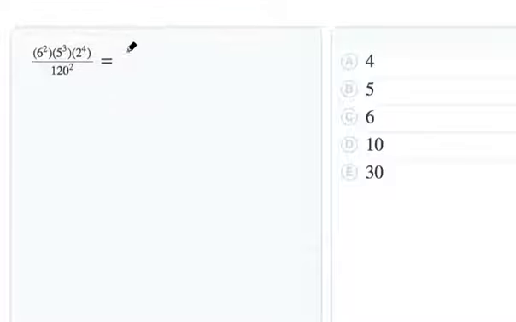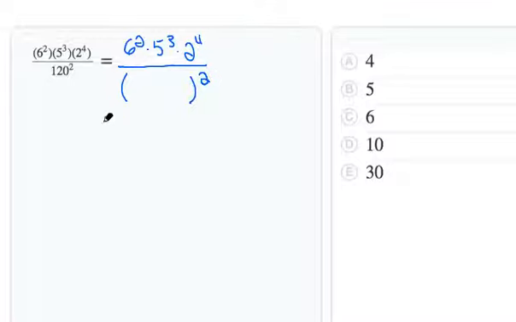So let's leave the top alone. The numerator alone, we'll have a 6 squared times 5 cubed times 2 to the 4th over, and let's think about how we can break apart 120 squared. Now ideally we're looking for bases that will match the ones on the top so we can start canceling things. So let's start with 6 and see if 120 we know is divisible by 6. It goes in 20 times. So we can actually break this apart. 120 is 6 times 20.